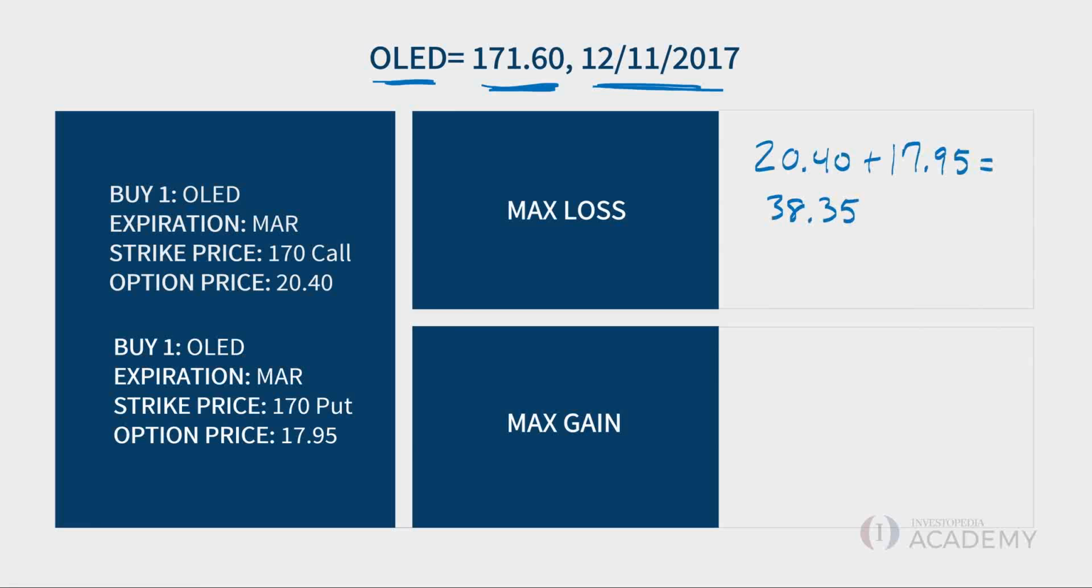That's going to equal $38.35. You're also going to have to multiply the number of contracts, which is 1. And you're also going to have to multiply 100 because it's a 100 multiplier. So the max that I can lose is $3,835, or the premium spent. Your max gain, we already know this, is unlimited. It's unlimited due to the long call.